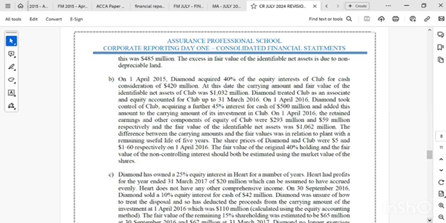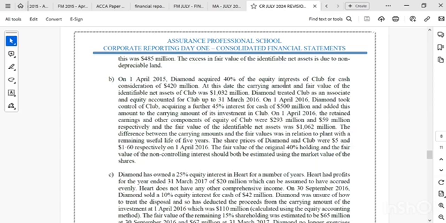On 1 April 2015, Diamond acquired 40% of the equity interest of Club for cash consideration of $420 million. At this date, the carrying amount and the fair value of the identifiable net assets of Club was $1,032 million. Diamond treated Club as an associate and equity accounted for Club up to 31 March 2016. On 1 April 2016, Diamond took control of Club, acquiring a further 45% interest for cash of $500 million and added this amount to the carrying amount of its investment in Club.